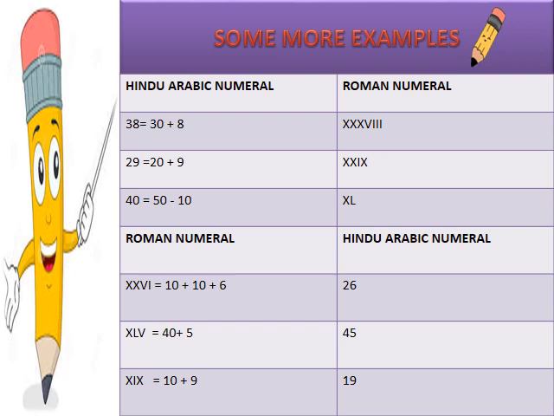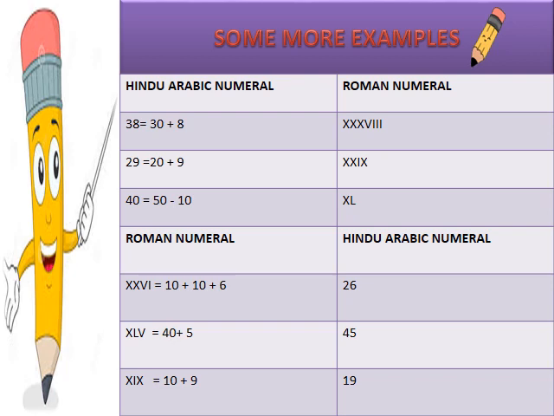Next is 40. Now we know 40 cannot be written as 4 times X because no symbol can be repeated more than 3 times. So to write 40, we have to subtract 10 from 50. L is 50 and X is 10. So X has to be written before L to show subtraction. Hence 40 can be written as XL.